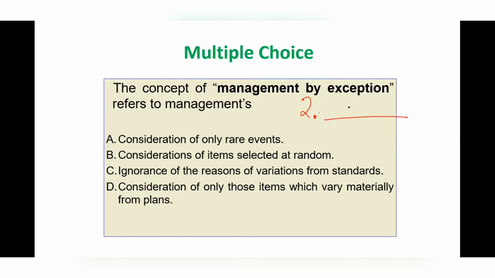A. Consideration of only rare events. B. Considerations of items selected at random. Or C. Ignorance of the reasons of variations from standards. Or D. Consideration only of those items which vary materially from plans. Tingnan ko nga.